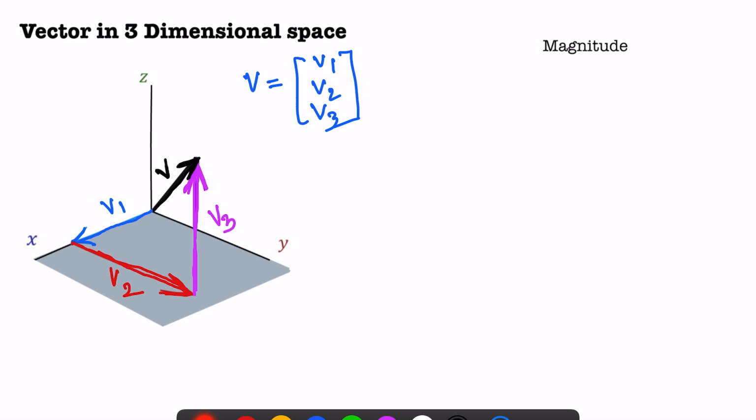Now you want to calculate the magnitude of this vector. How do we do this? First, let's calculate the magnitude of this one. Let's call it V12. Now, we moved from origin to V1 and then from here parallel to the y-axis, right? So, this is 90 degrees. We can compute mod of V12 as square root of V1 square plus V2 square.